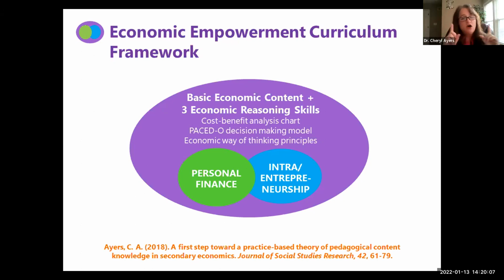And that makes all of the difference, not only between an average economics teacher and a rock star economics teacher, but between making ordinary personal finance decisions, for example, and making ones that really have an impact on someone's well-being.